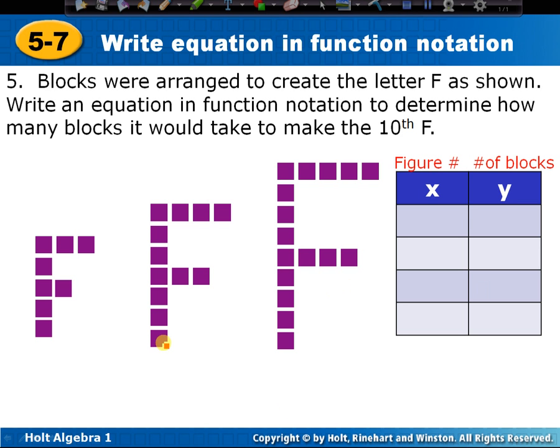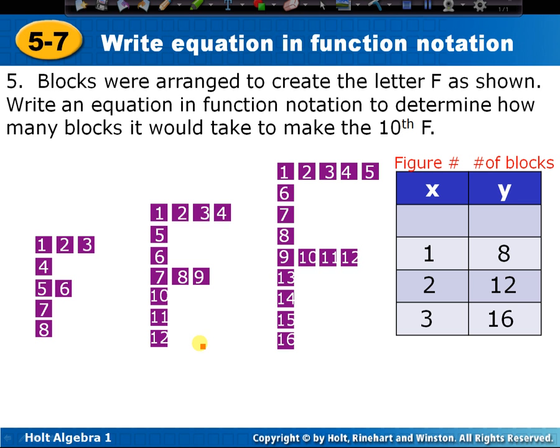So for the first F, we're going to count the blocks. We have 1, 2, 3, 4, 5, 6, 7, and 8. So for one figure, it's going to take 8 blocks. Then we're going to count the blocks in the second figure. So the second figure has 12 blocks, so we put 2 and 12. And finally, for the third figure, we count the blocks, and there are 16 blocks for figure number 3, so we write 3 and 16 in our table.